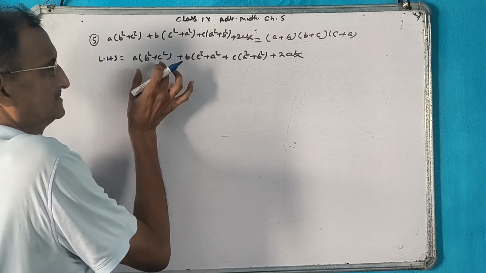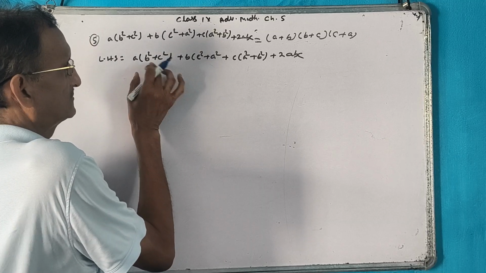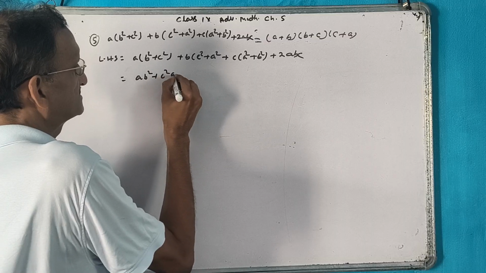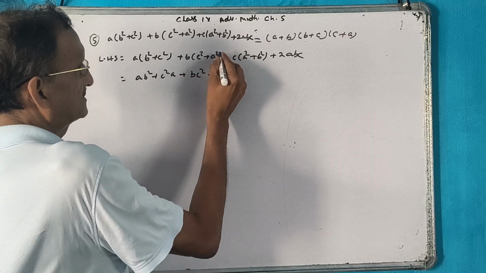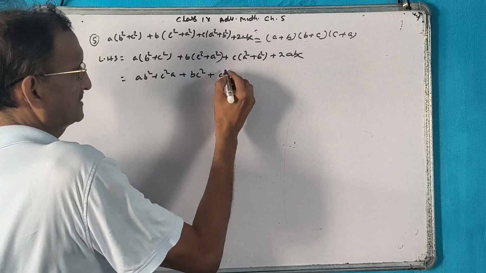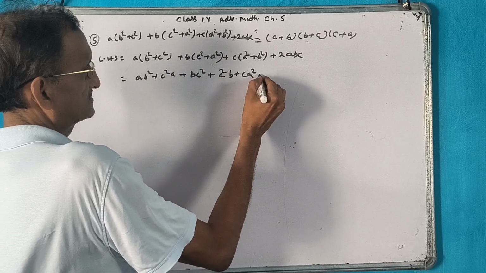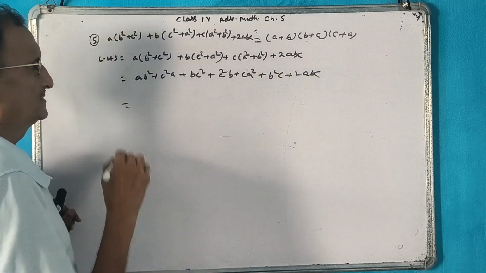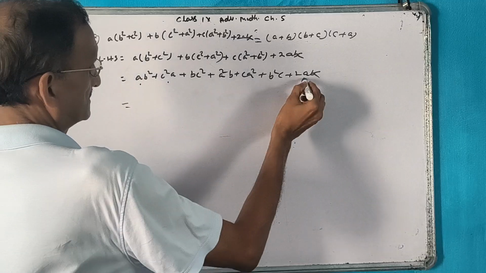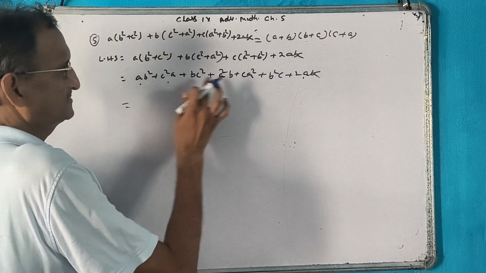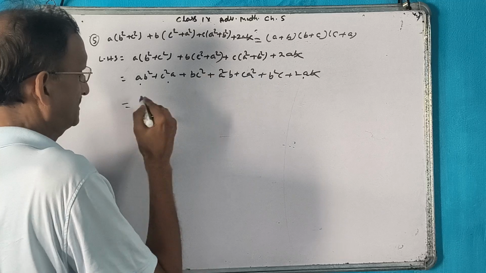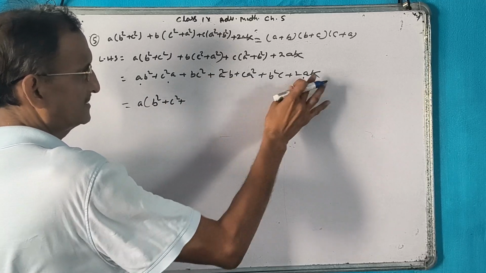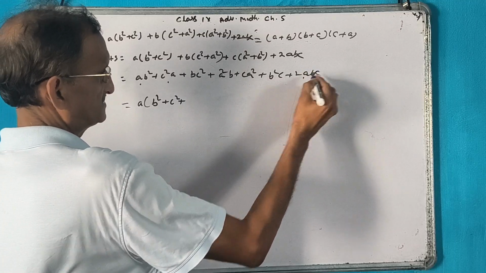This time we see from here we can't take B plus C common, so we need to remove all the brackets. So remove the brackets: AB square plus C square A plus BC square plus what we will get? A square B plus CA square plus B square C plus twice ABC. Now we will take common from here, here and here first. In all the three terms A is common, so we can take A common. What we will get? B square plus C square plus twice BC.